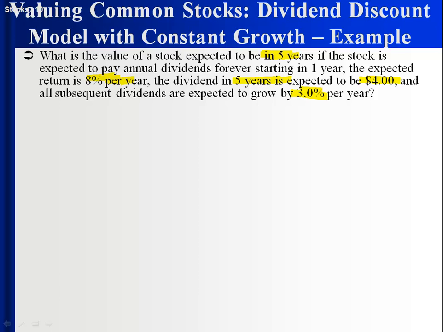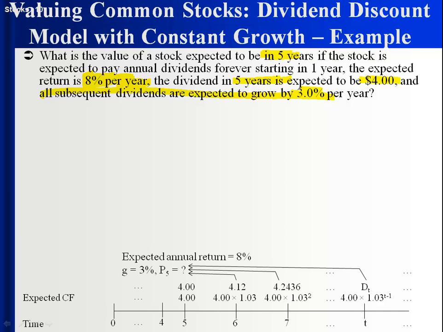You see a dividend of $4, all subsequent dividends grow by 3%. You have a return of 8% per year. And so it would be so tempting to say $4, that's my dividend, over R minus G. Here's the issue. Here's your timeline. We're trying to find P5. Therefore, we have $4 and then a constant growth rate, but we're trying to find P5, and so we need the next dividend.